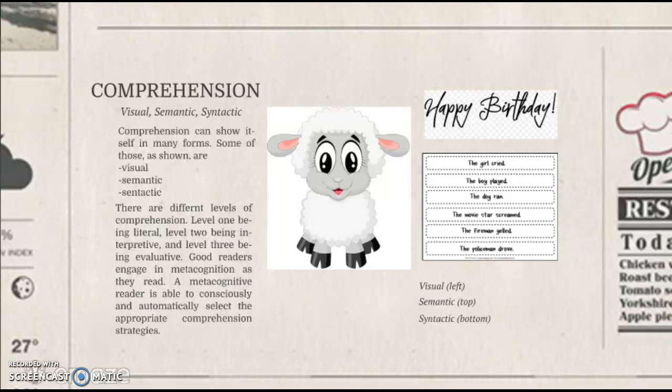There are different levels of comprehension, level 1 being literal, level 2 being interpretive, and level 3 being evaluative. Good readers engage in metacognition as they read. A metacognitive reader is able to consciously and automatically select the appropriate comprehension strategies. I was in a fourth grade classroom this semester, and it really was cool to see them have that metacognition down already and be able to see, because I was in an ELAR classroom, which appropriate strategies they needed to use, whether it was syntactic, if it was level 1, whatever it was in that comprehension.